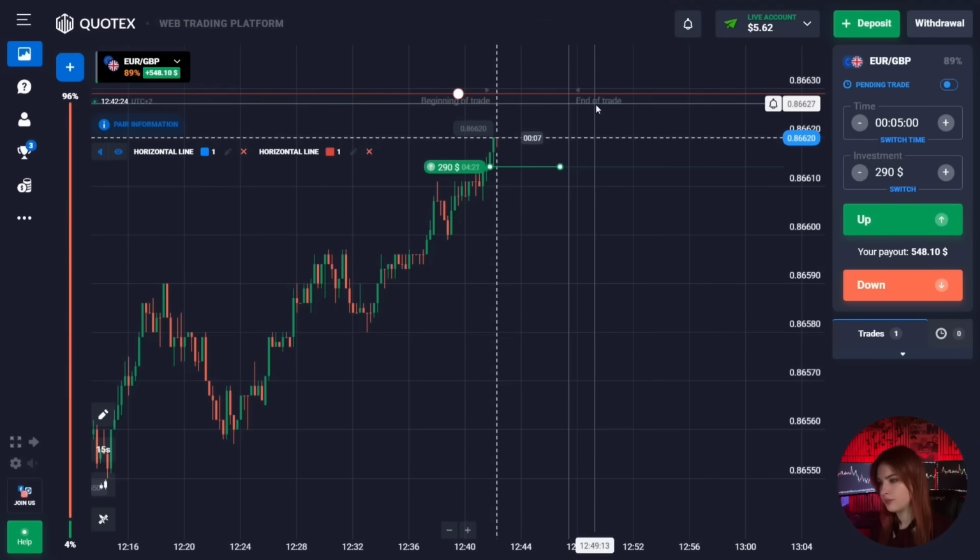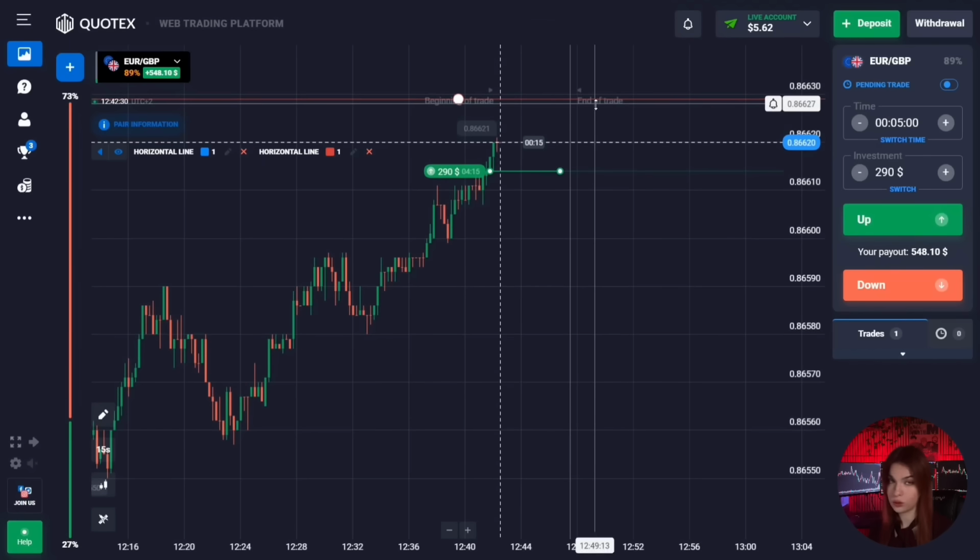Guys, there is a possibility that there will be a reaction from the resistance zone, which means that the price may roll back down. That's why I think 5 minutes is totally enough. So let's wait for the outcome.